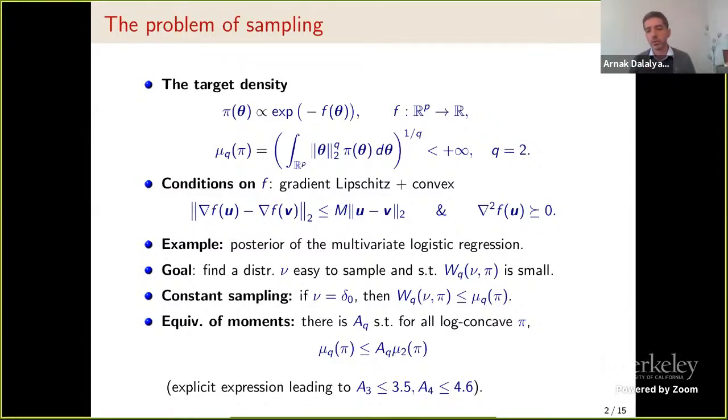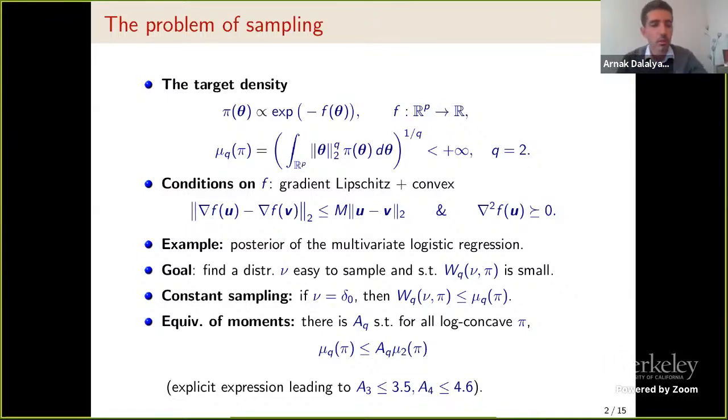An interesting feature of log-concave densities, and there are many, but one particular feature which is also very useful in the context of sampling, is that all the moments are equivalent. In other words, there are some constants a_q, which of course depend on q, but do not depend on the probability distribution pi, such that the moment of order q is upper bounded by this constant a_q multiplied by the second order moment of pi.